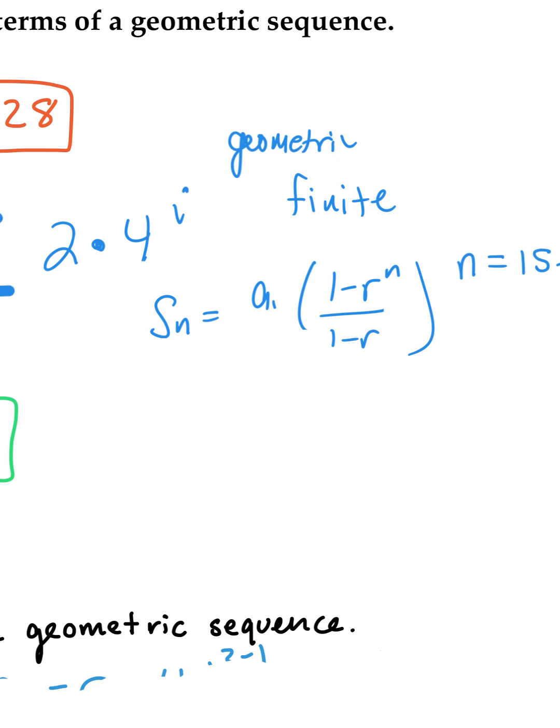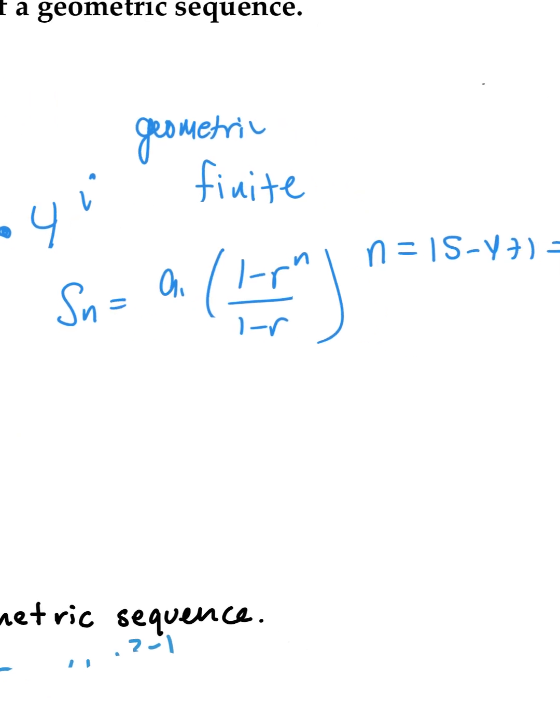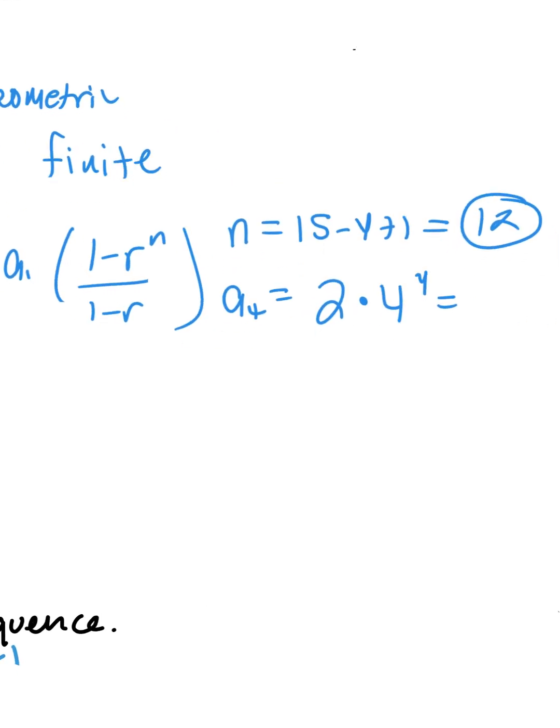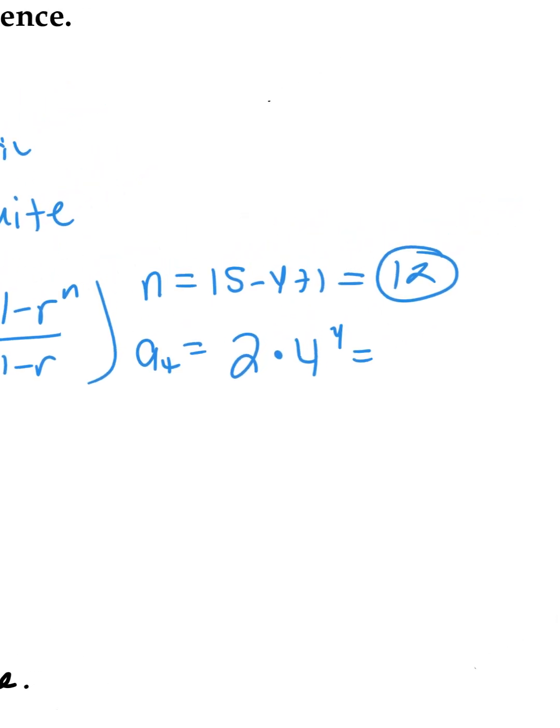So how do I find the first term? I don't plug in 1. What am I plugging in? A sub 4. Why 4? Because that's the number on the bottom that tells me to start with. So it's 2 times 4 to the 4th power. What do you multiply first? Exponents. 4 to the 4th times 2. What is it? 512. Okay. So that's your first term.